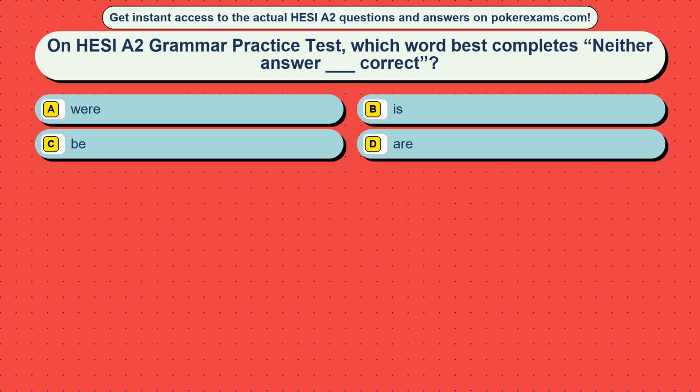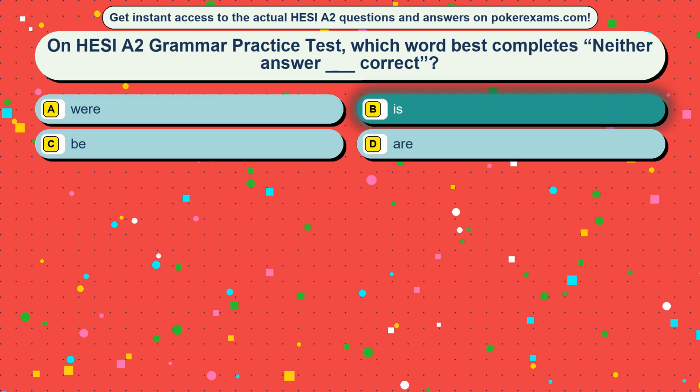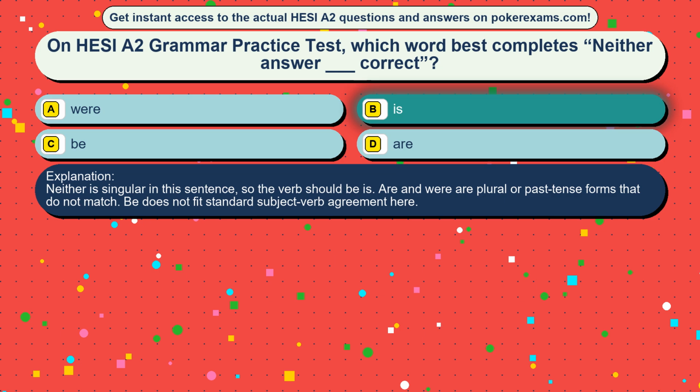Question 14. On HESI A2 grammar practice test, which word best completes the sentence: neither ___ answer correct? Option A, were. Option B, is. Option C, be. Option D, are. The correct answer is option B, is. Neither is singular in this sentence, so the verb should be is. Are and were are plural or past tense forms that do not match. B fits standard subject-verb agreement here.